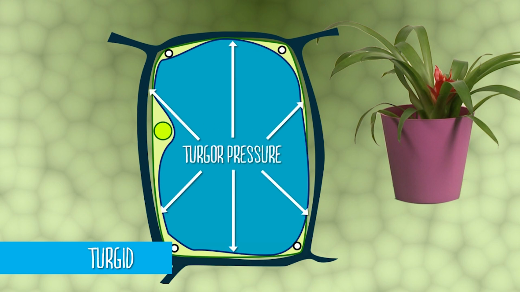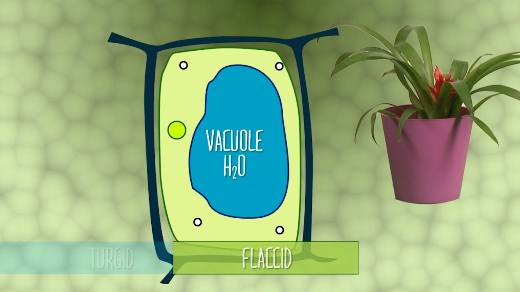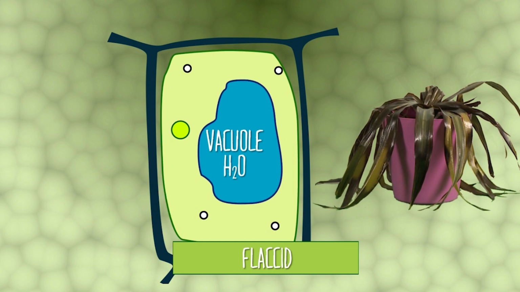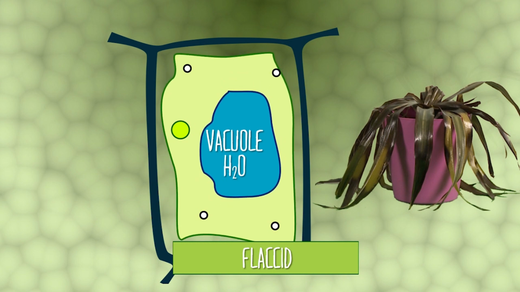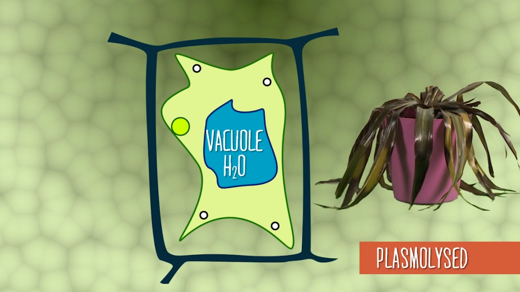If the plant is short of water, the cytoplasm shrinks and the cells lose turgor pressure. The cell is described as being flaccid, and this is why the plant begins to droop or wilt. When there is a large shortage of water, the cytoplasm begins to pull away from the cell wall, and the cell is described as being plasmolysed.